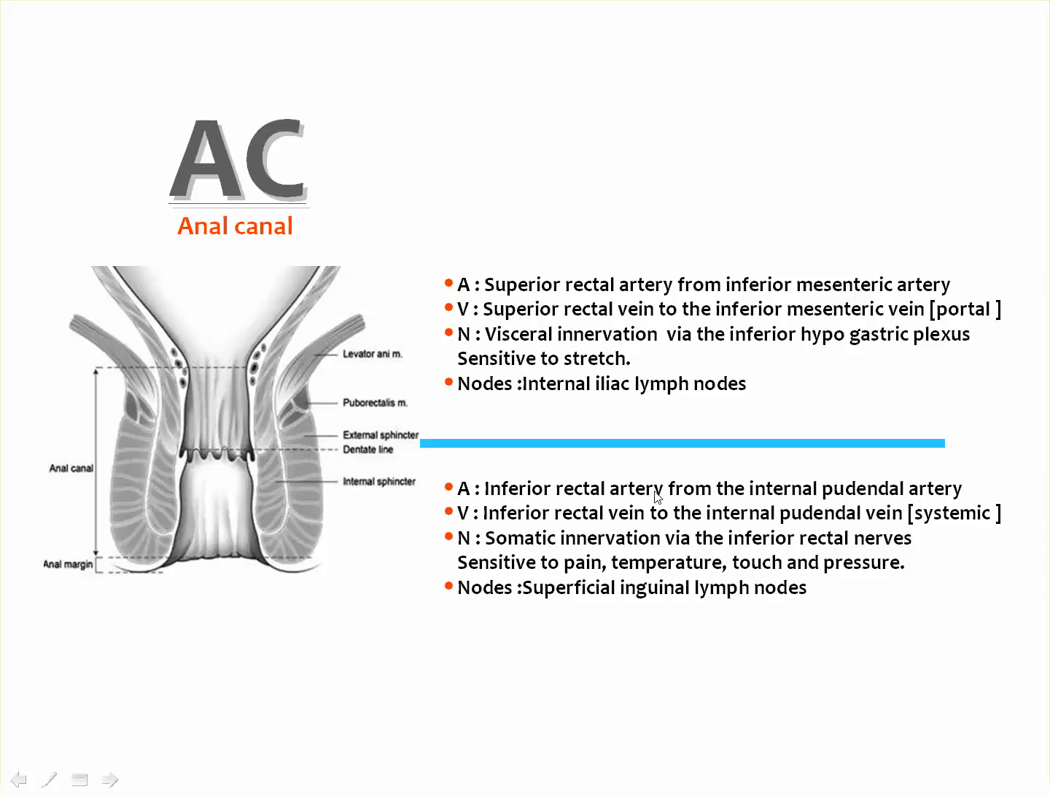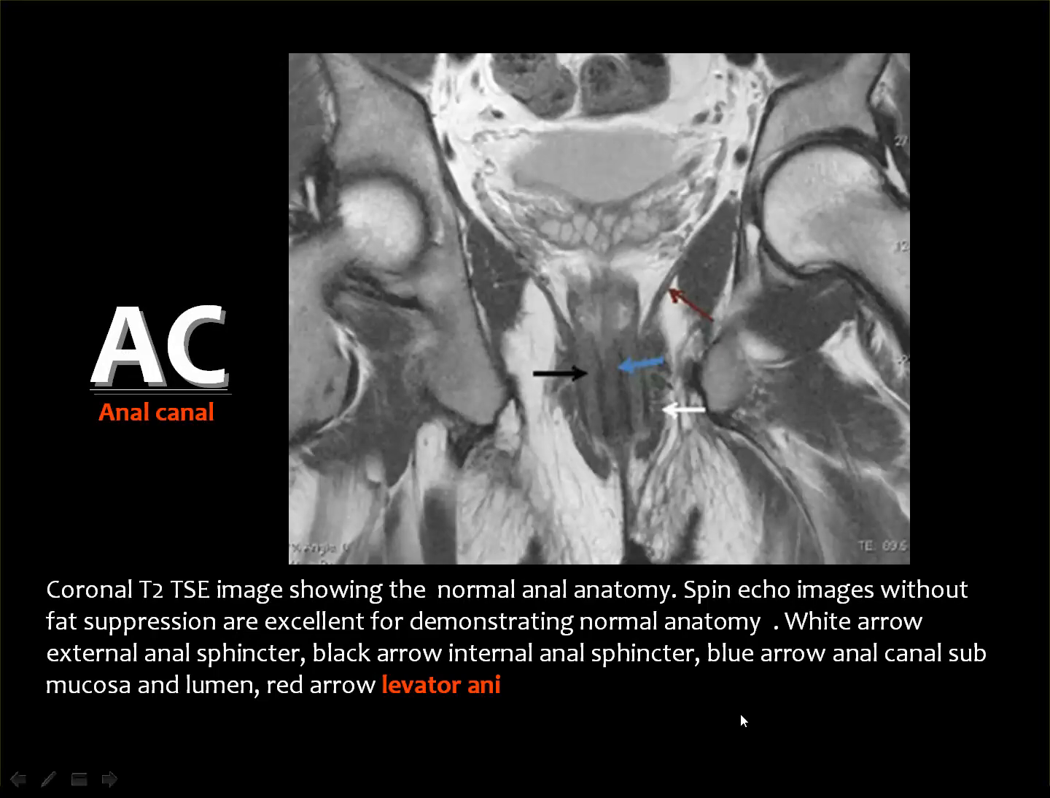while the lower part is supplied by the inferior rectal artery, which is a branch from the internal pudendal artery. The venous drainage is to the inferior rectal vein, which drains to the internal pudendal vein, a systemic venous drainage. The nerve supply is somatic innervation from the inferior rectal nerve, which is sensitive to pain, temperature, touch, and pressure. And the lymphatic drainage goes to the superficial inguinal lymph nodes.